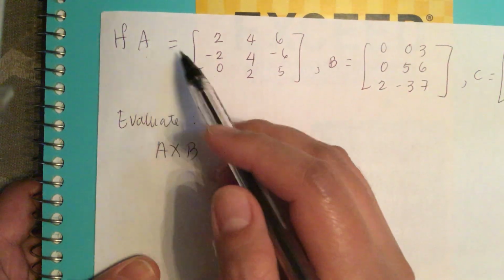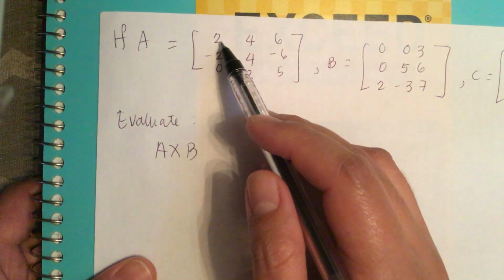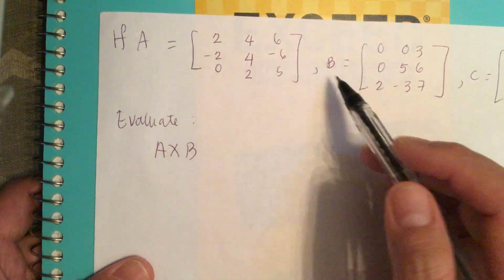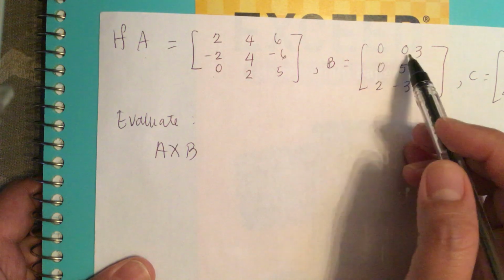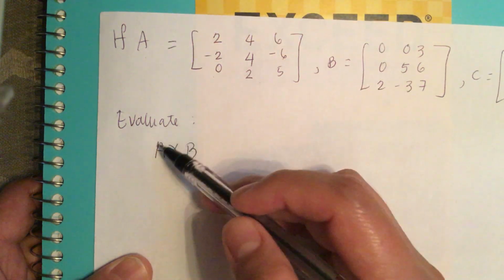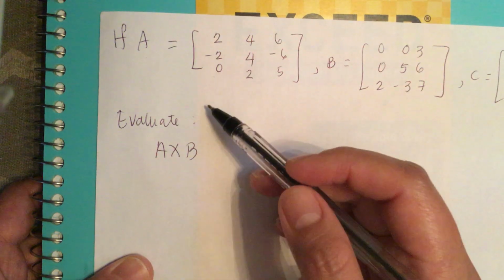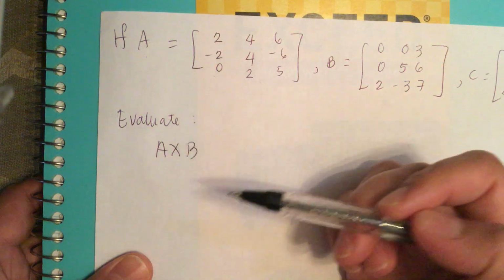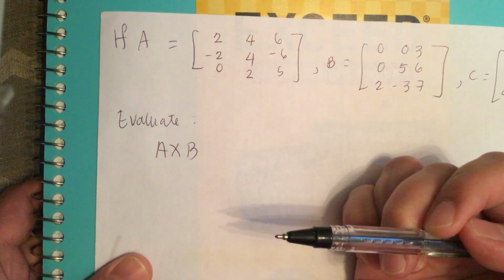So if A is equal to 2, 4, 6, negative 2, 4, negative 6, 0, 2, 5, and B is equal to 0, 0, 3, 0, 5, 6, 2, negative 3, and 7, they want us to evaluate A times B. So matrix multiplication: the rows of the first matrix are multiplied by the columns of the second.